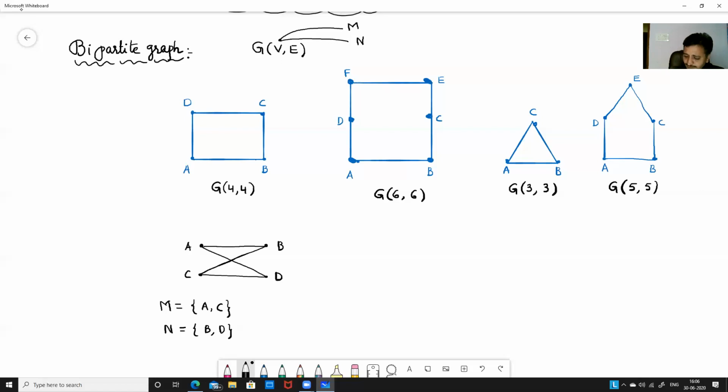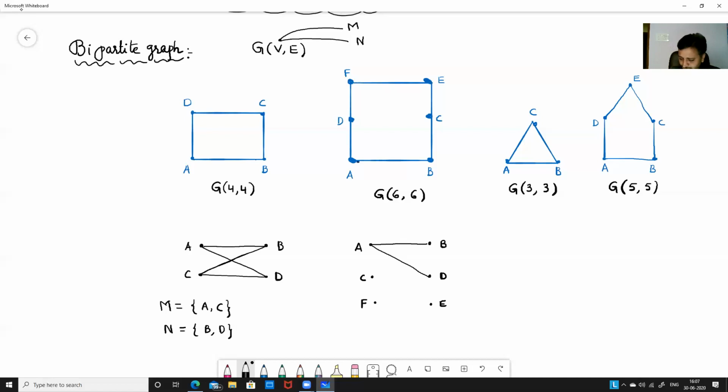We can divide this graph into two sets. I can name one set as containing A, another one C, another one F. Another set contains the remaining vertices B, D, and then E. Now suppose I take edge A to B, I can draw an edge from A to B like this. Next, A to D also we have an edge. We can draw A to D.